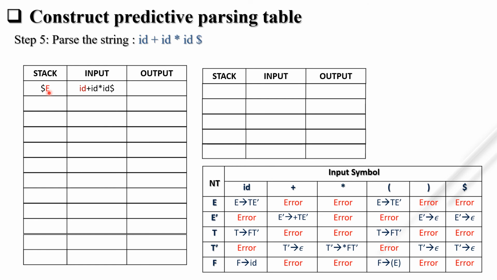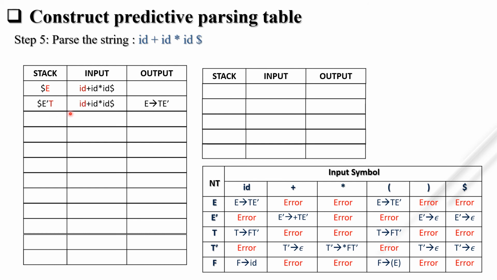So we have to check E and ID. On the left hand side capital E, on the right hand side, on the input symbol side, ID. What we get? We get E tends to TE dash. Okay, we have to write here E tends to TE dash. As a stack is last in first out, we have to write this in the reverse manner. First we have to write E dash, then T. So in the place of E, what we write? E dash T.